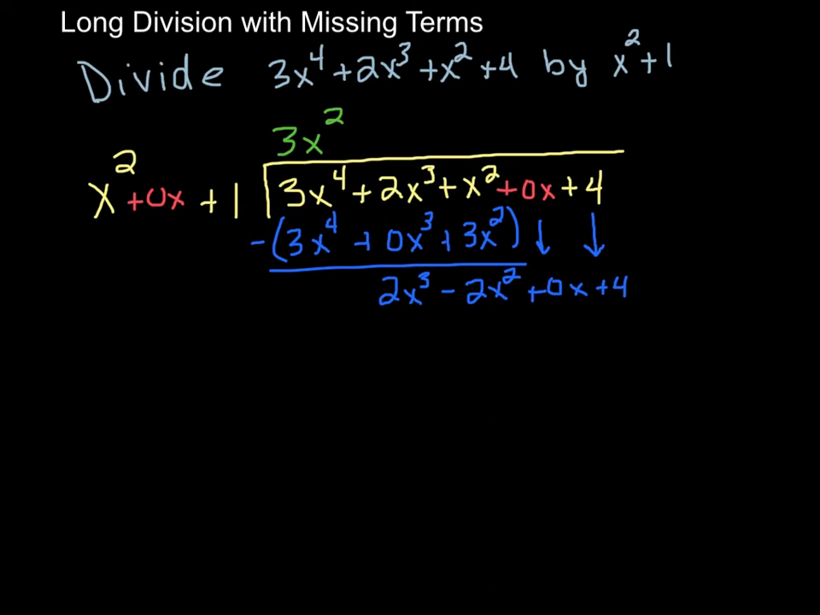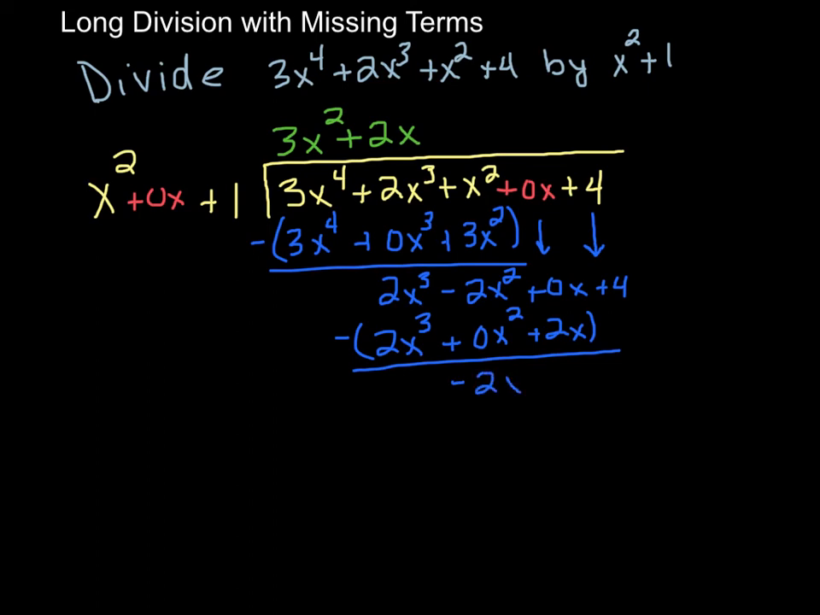Now, x squared times what is 2x cubed? Well, we need a 2 and we need another x. 2x times x squared is 2x cubed. 2x times 0x is 0x squared. 2x times 1 is 2x. So combining like terms, we're left with 2x squared minus 2x plus 4.